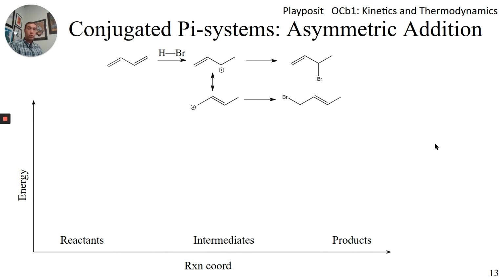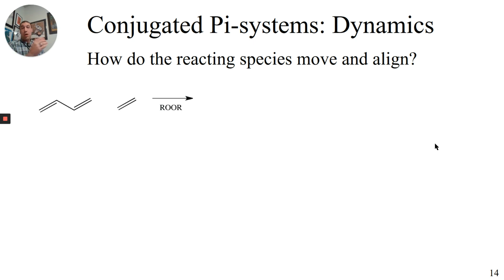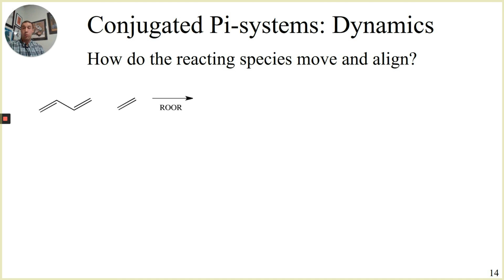Okay? So if we were to look at this particular reaction, what might happen with this particular conjugated pi system? One of the things that you should remember from OChem 1 is that when we have a radical reaction, one of the key signifiers of a radical reaction is ROR. ROR is going to cause these to move into radicals. Why does that become particularly challenging?